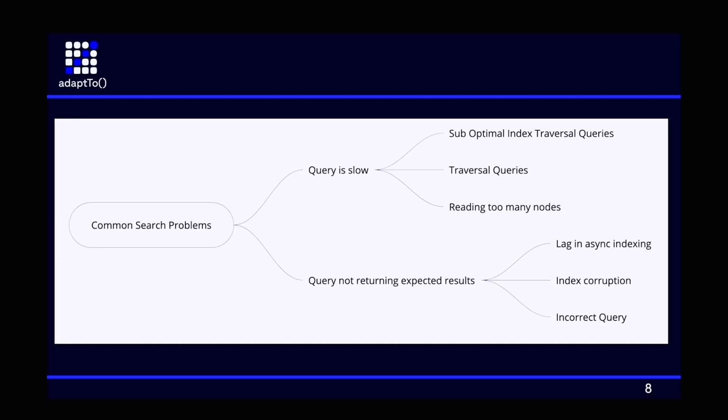Another bucket that I was talking about is query not returning expected results. It basically happens if your async indexing, the background job that runs, is lagging behind. In that case, you will get older results, though the content is now updated. Another problem can also happen if your index is corrupt or in case the query in itself is not correct.